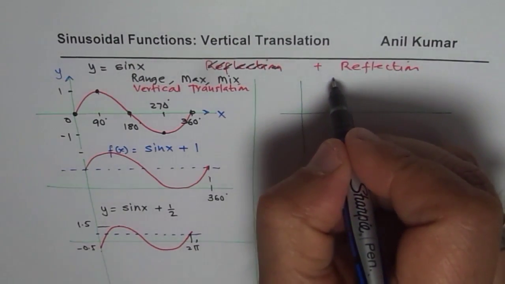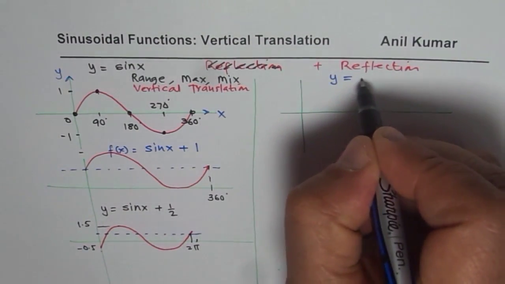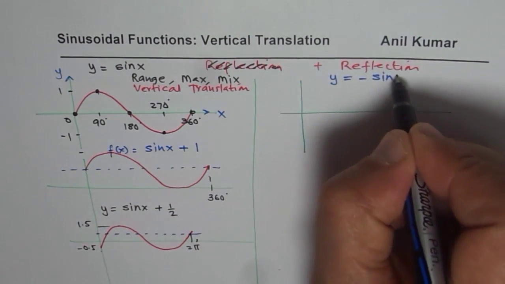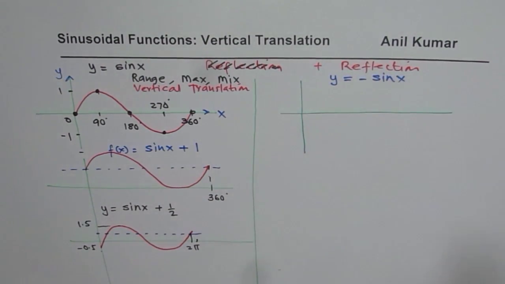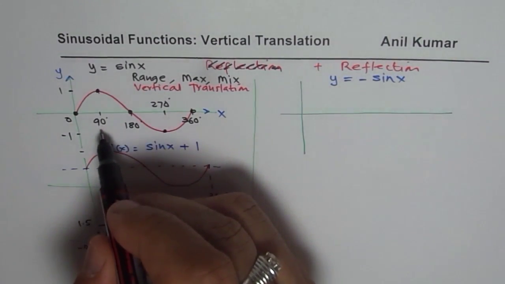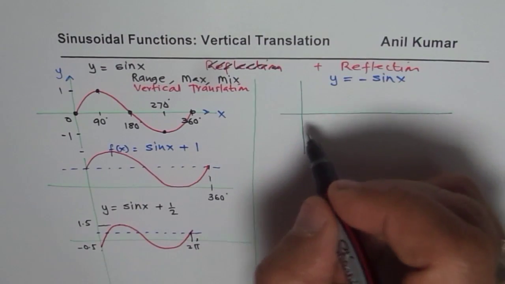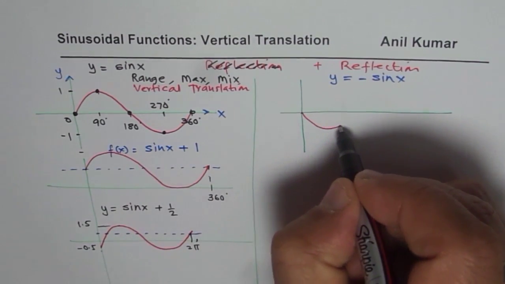That is to say, I want to write the equation. I'm writing the equation as minus sine x, right? So y equals minus sine x. That means it is reflected on the x-axis. So if you reflect on the x-axis, that means this is the mirror, then the sine wave will start like this.